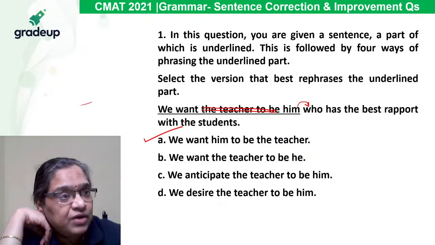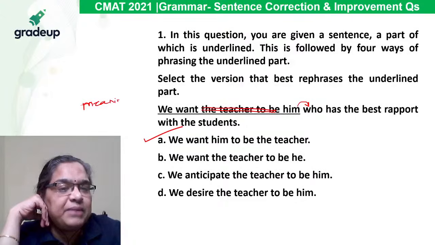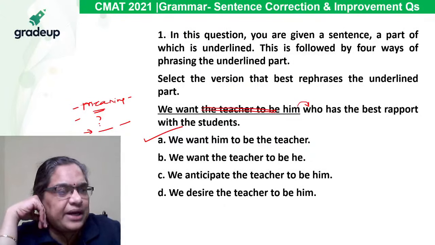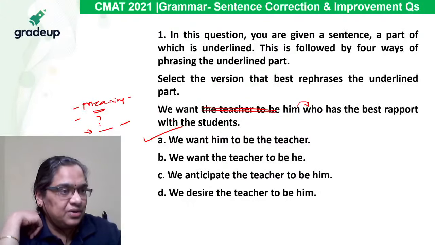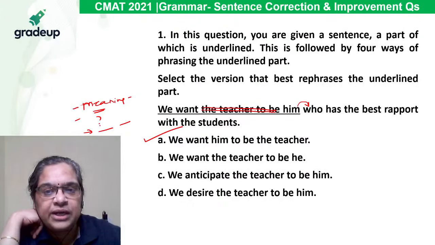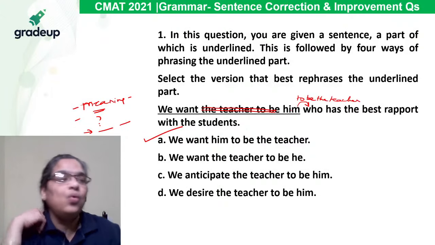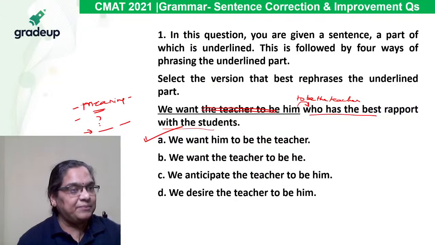Then you say, what kind of teacher do you want? So remember, in sentence improvement, you have to first look at what is the meaning or intended meaning of the author. If this is the meaning, how am I going to express it? The author has expressed it like this. It seems rather odd, so how am I going to correct it? We want him to be the teacher. All right, that's what you're saying. We want her to be our teacher. Right? That's how you say. So we want him to be the teacher is the expression. After that, you just add who? The one who has the best rapport with the students. Therefore, the answer is A.